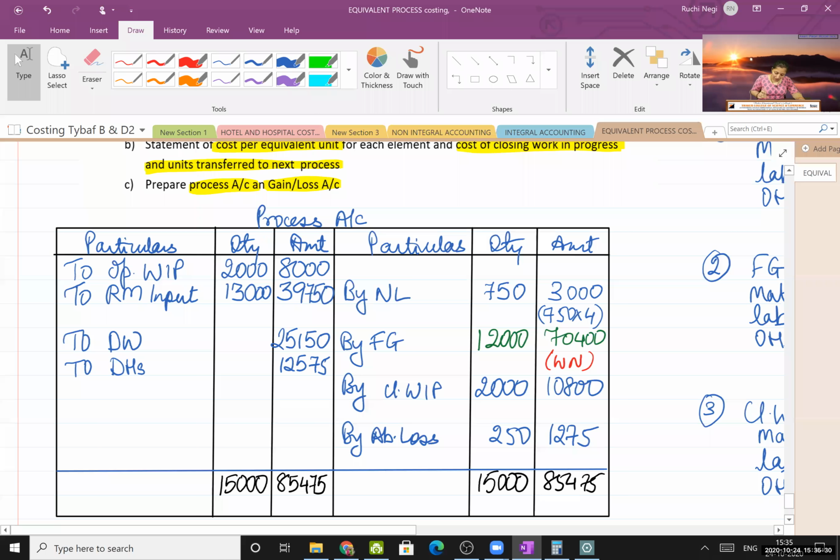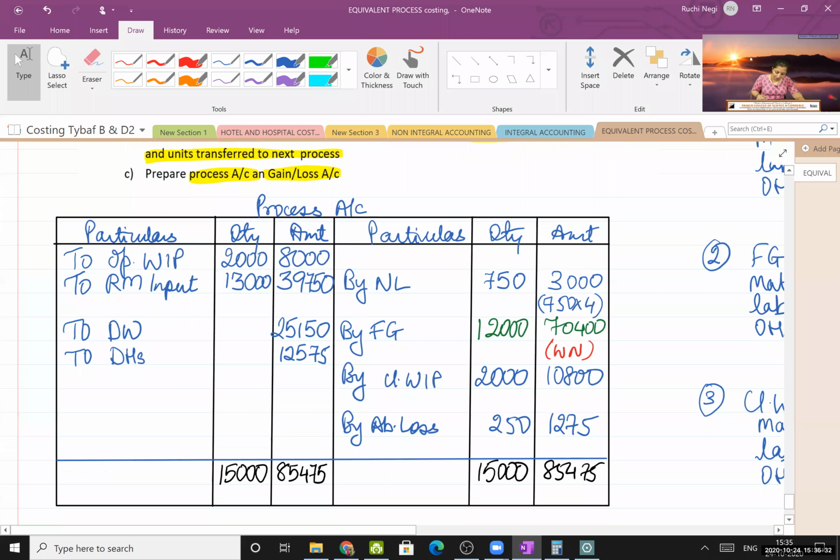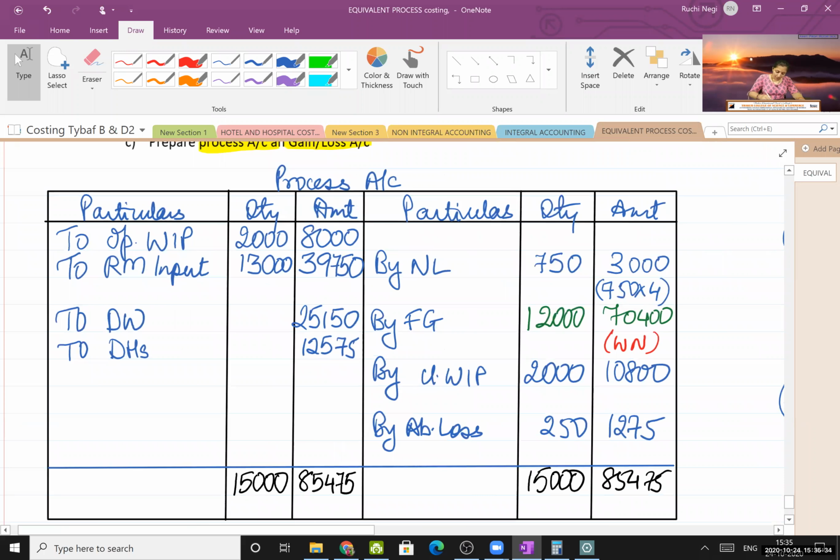Now make a process account. Make a process account. Right? Yeah. So opening WIP, debit. Raw material input, debit. Wages, debit. Overheads, debit. Okay. Next. Credit, normal loss. Yeah. 750 into 4, 3000 is my revenue. Then come to finished goods.